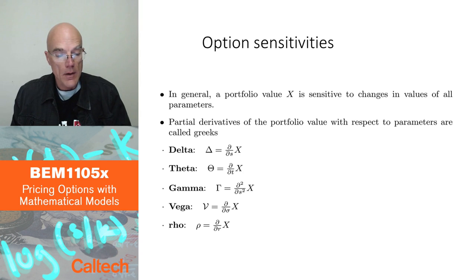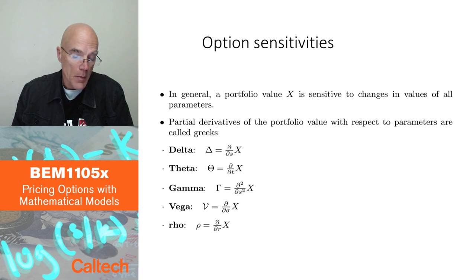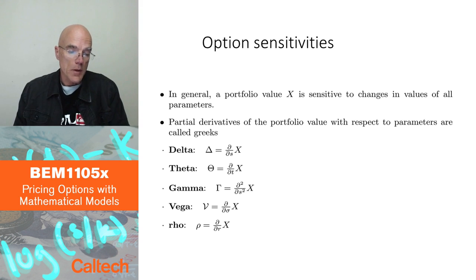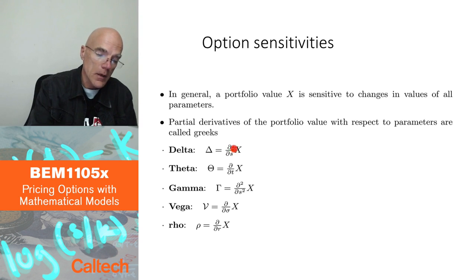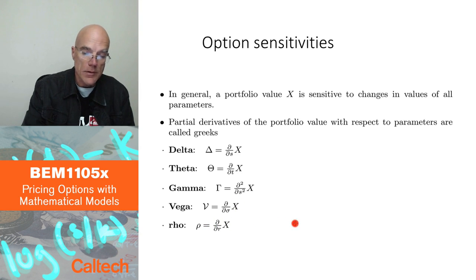They are usually denoted by Greek letters, and so they're called Greeks, these option sensitivities in the option pricing language. And in the Black-Scholes-Merton model, these would be delta, which we have seen before, derivative with respect to the underlying; theta, the derivative with respect to time; gamma, second derivative with respect to the underlying; vega, derivative with respect to volatility; and rho, derivative with respect to the interest rate. Okay?